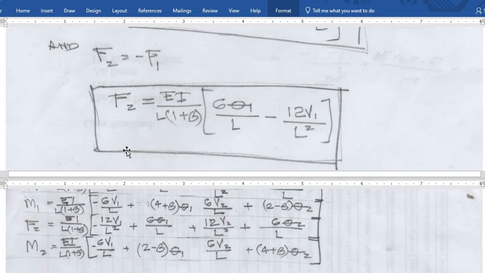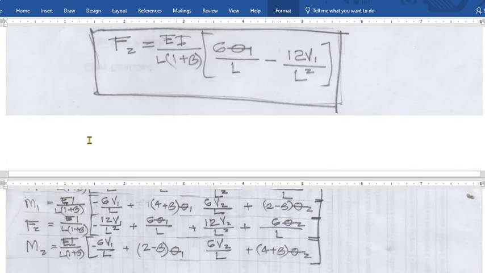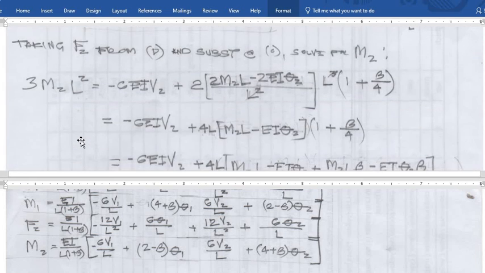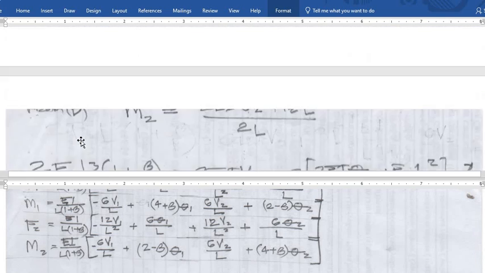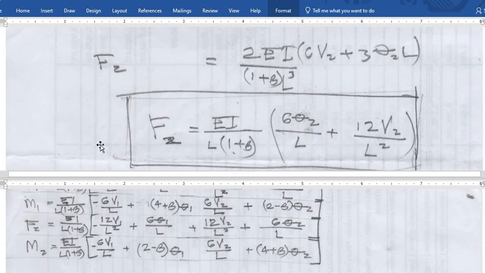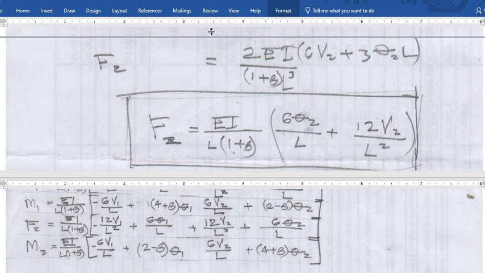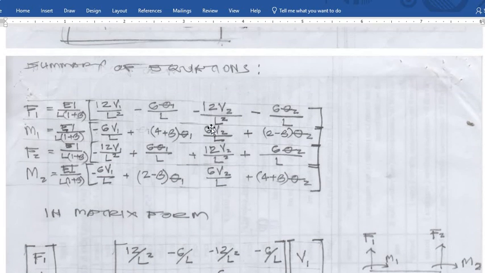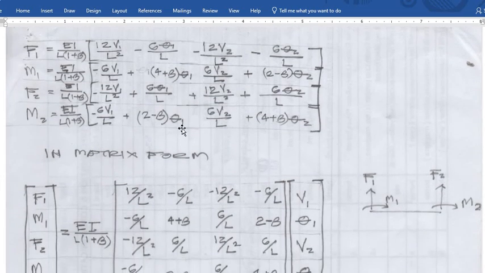And in terms of point 2, or theta 2 tsaka V2, dito naman siya manggagaling. Okay. Ito. Okay? So, 6 theta 2 all over L plus 12 V2 all over L. So, ito ngayon yung ating summary ng equations. And then, i-convert na natin siya in matrix form.